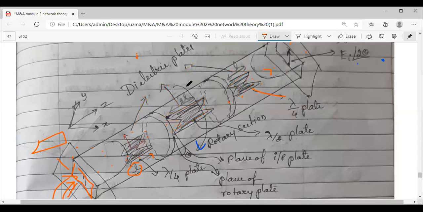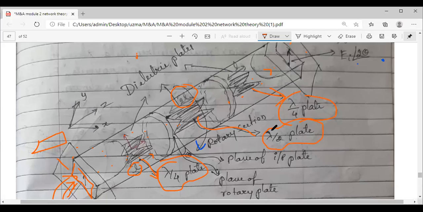Check out what is the length. The length of the center plate, which is placed at this center rotary section, is 2L. So we call this first and third plate lambda by 4 plate, that is quarter wave section, quarter wave plate. And this is also a quarter wave section or quarter wave plate. And the middle one, which has the length 2L, is called half wave section or half wave plate. I'm talking about the structure now.